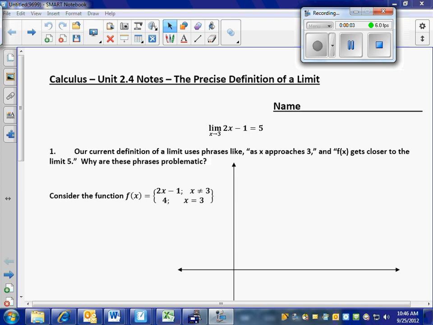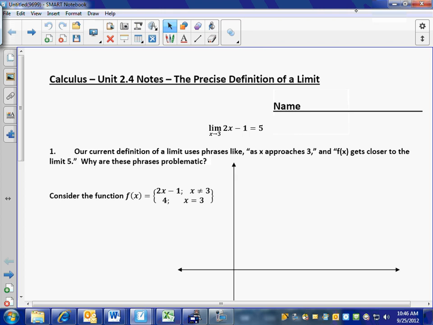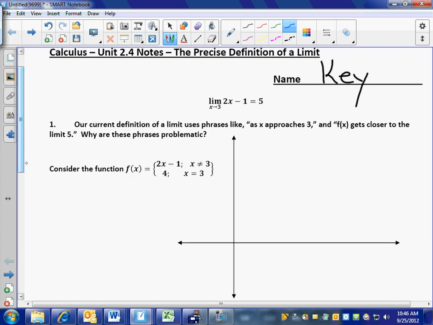Okay, we begin here. We are going to discuss the precise definition of the limit today. Let's just get started with a very, very basic scenario. We're going to start out easy. It's going to get difficult, and we'll go from there. Really, we want to look at this example. The limit as x approaches 3 of 2x minus 1 is equal to 5.